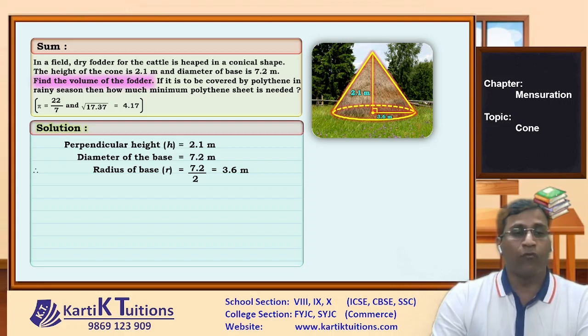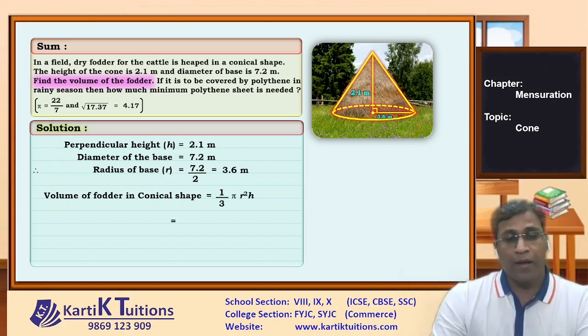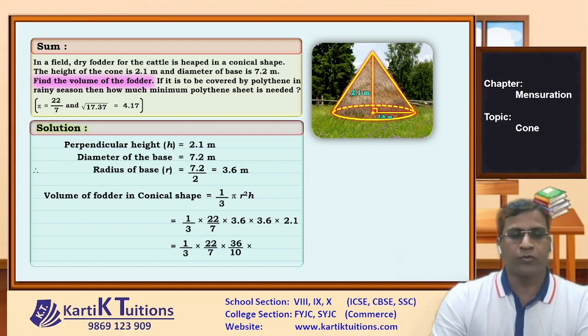Now they have asked us to find the volume of the fodder. Now what is the volume of a cone? It is 1/3 pi r square h. देखो pi का वैल्यू दिया हुआ है, r का वैल्यू है, h भी है. So let us substitute 1/3 into 22/7 into, now r is 3.6. So we'll take it as 3.6 into 3.6 into h, that is 2.1. Now here 1/3 into 22/7 into 36/10 into 36/10 into 21/10.